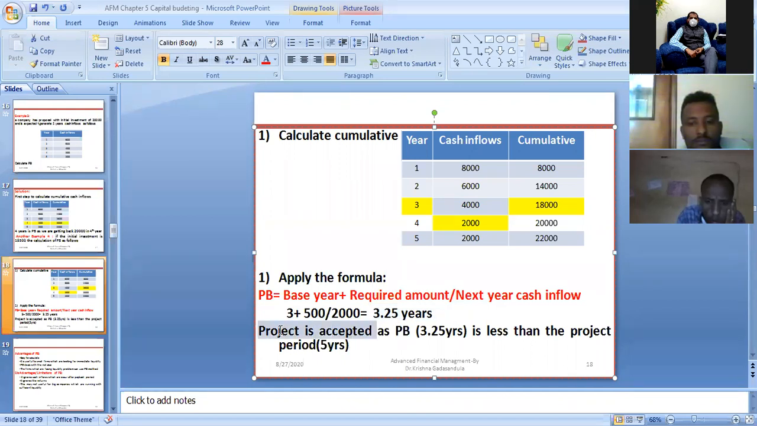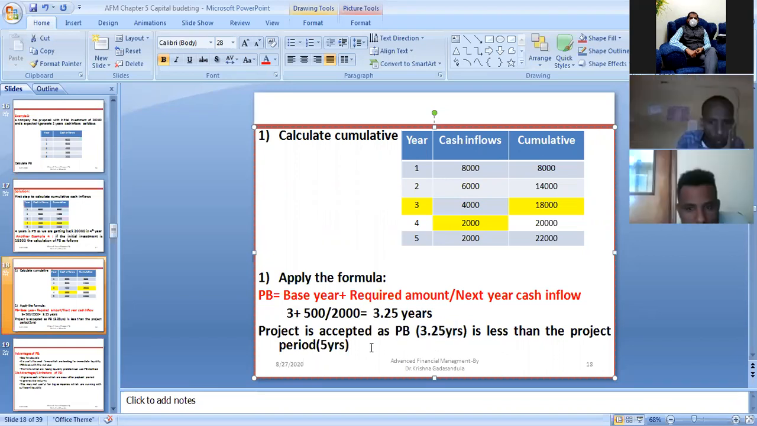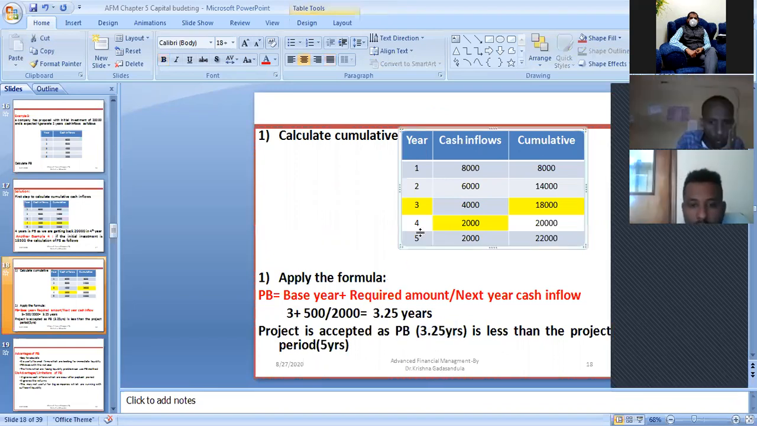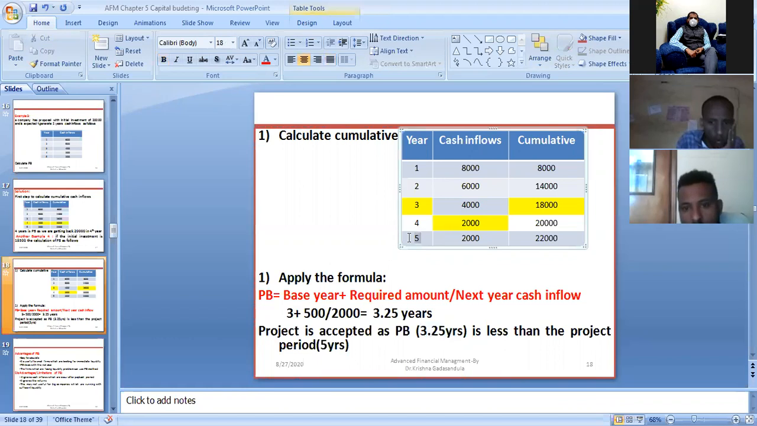So like this, is the project accepted or rejected? 3.25 years means accepted or rejected? The project is accepted because the payback period is 3.25 years, which is less than the project period. Yes, the project period is 5 years. So that's why it is giving back our original investment within 3.25 years.